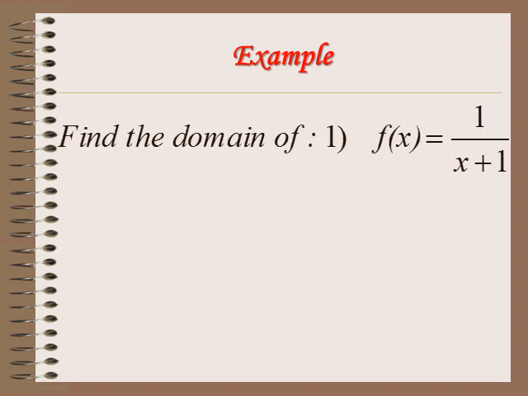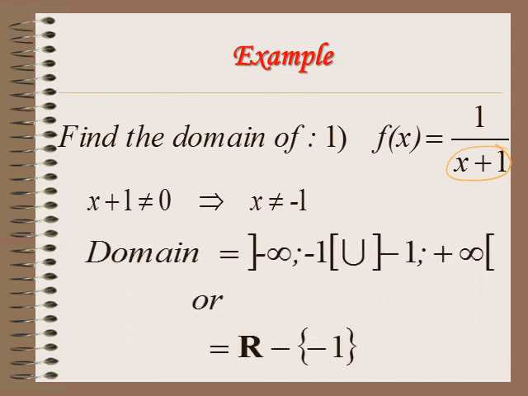Example. Find the domain of definition of f of x equal 1 over x plus 1. X plus 1 different than 0, so x different than minus 1. Then the domain of definition is from minus infinity to minus 1 union from minus 1 to plus infinity. Or we can say that it is the set of all real numbers except minus 1.